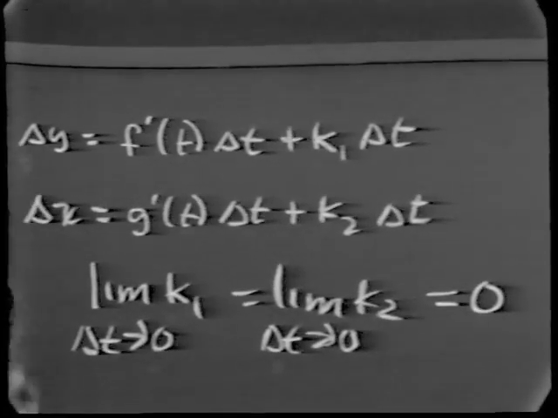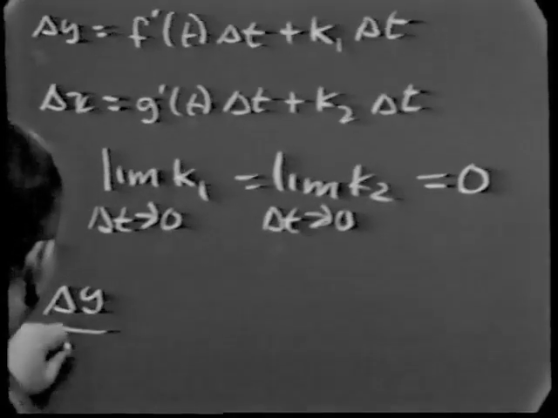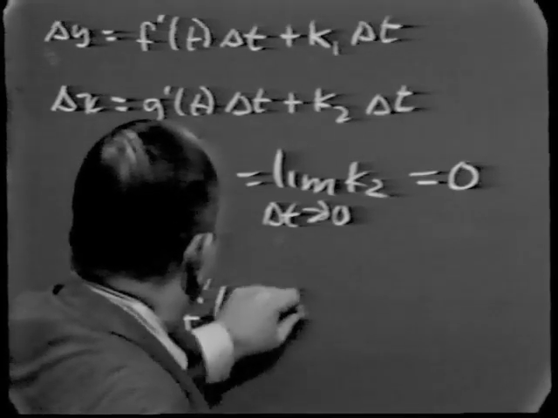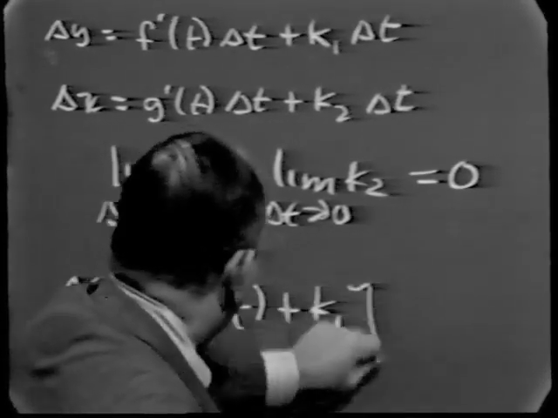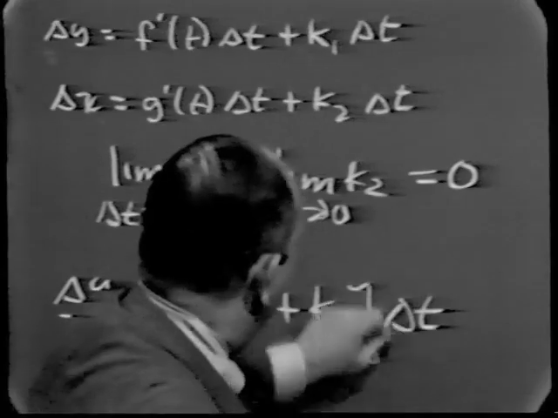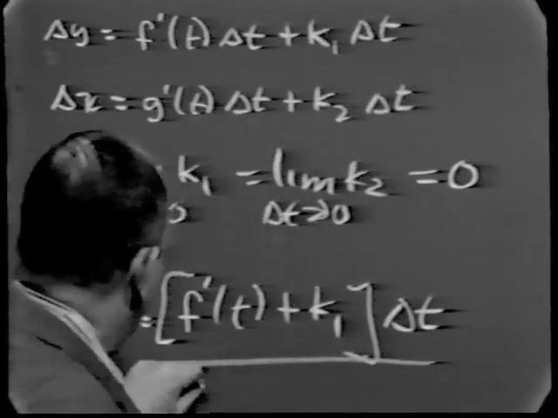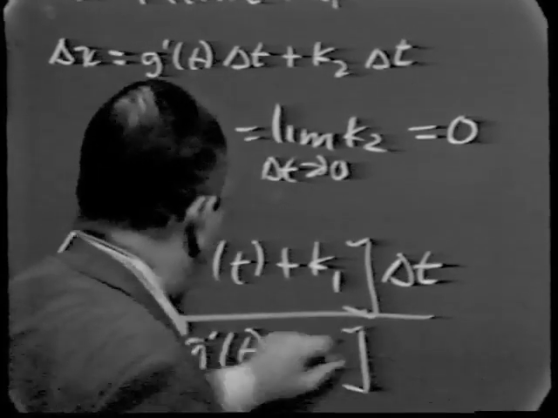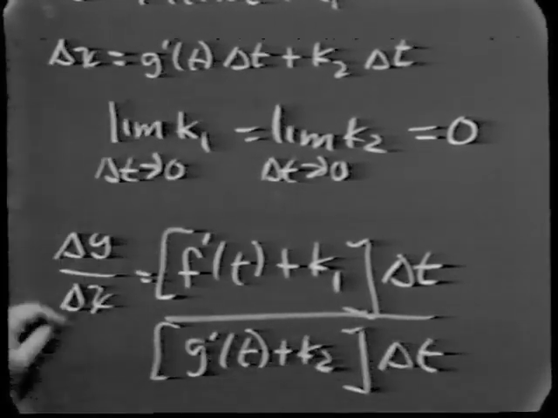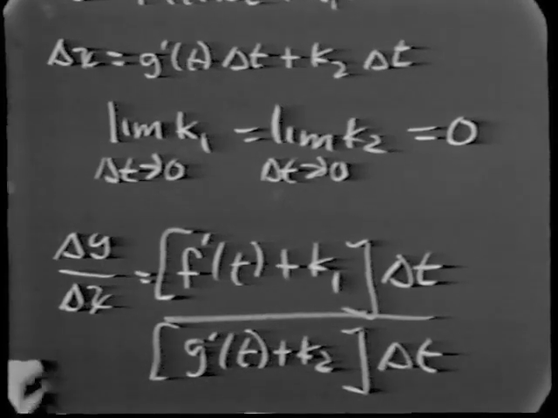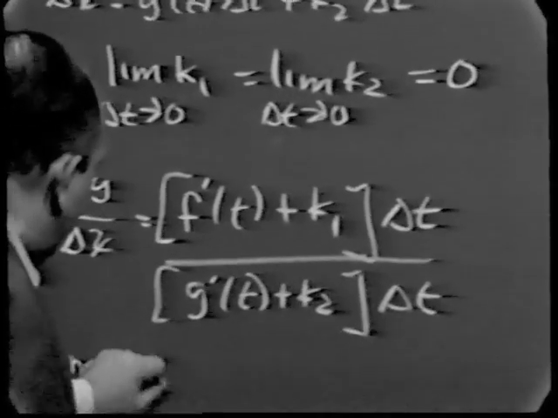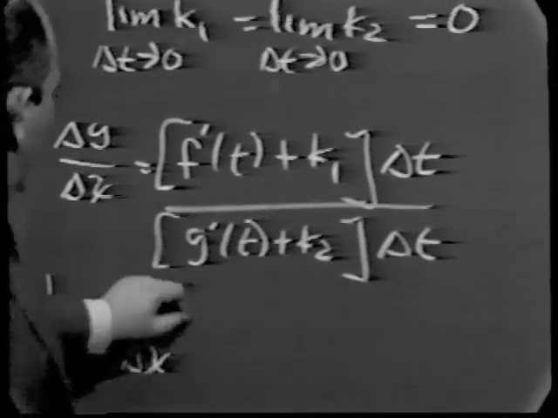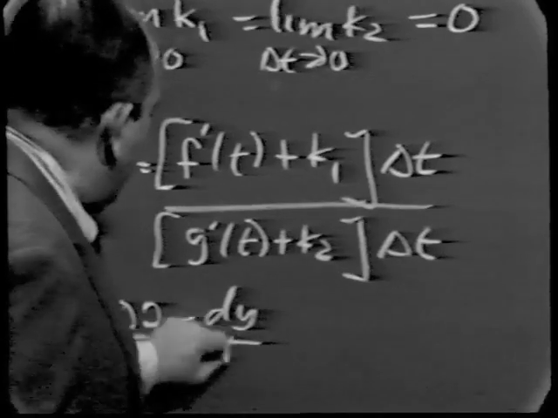Now, if we take this and actually compute delta y divided by delta x, and we'll write this a little more suggestively, factor out delta t from both numerator and denominator. So this rigorously tells us what delta y divided by delta x is. Now we take the limit as delta x approaches 0. That by definition is what? That's by definition dy dx.